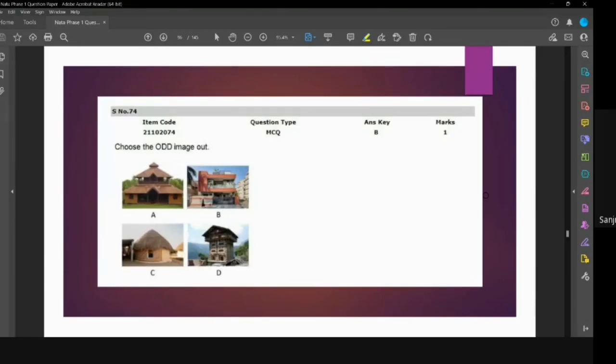അടുത്ത questionൽ they've asked to choose the odd image out. So we can clearly say that it is option B because that is a modern construction.